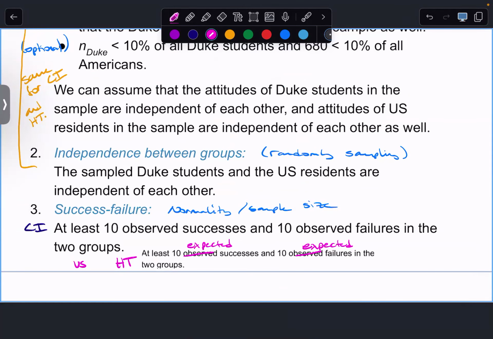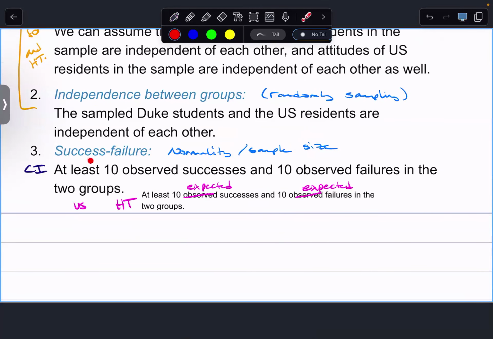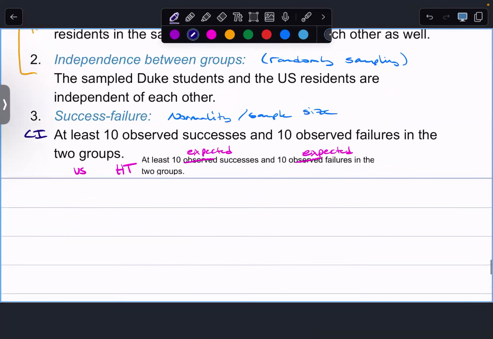So this one depends on what you're going to be doing. Is it a confidence interval? Then you need the observed successes. In the hypothesis test, then you need the expected successes. Now, how are we going to find our expected successes? Well, let me tell you.